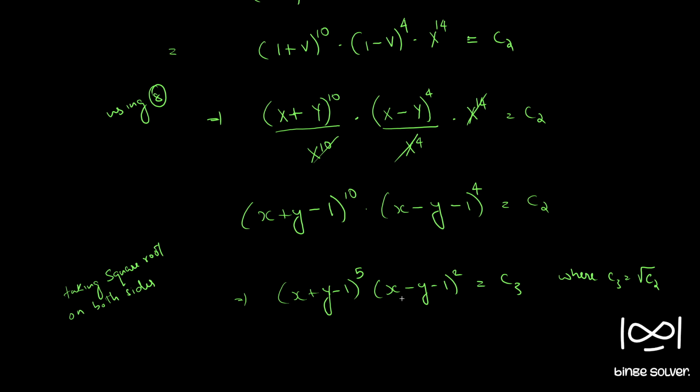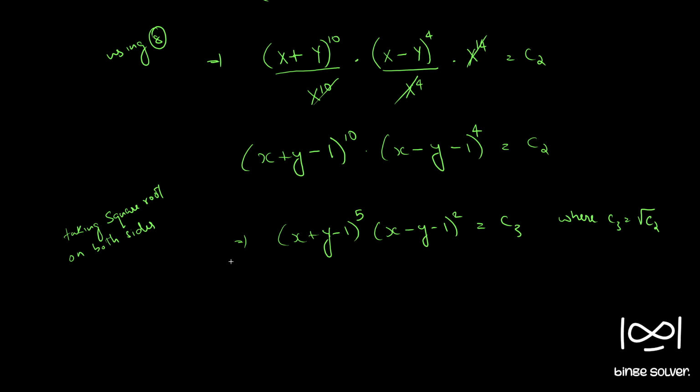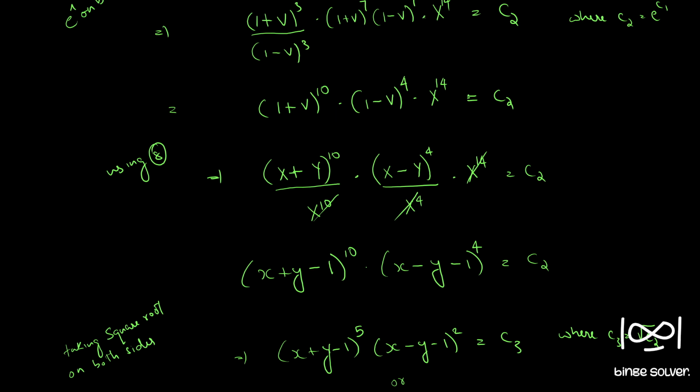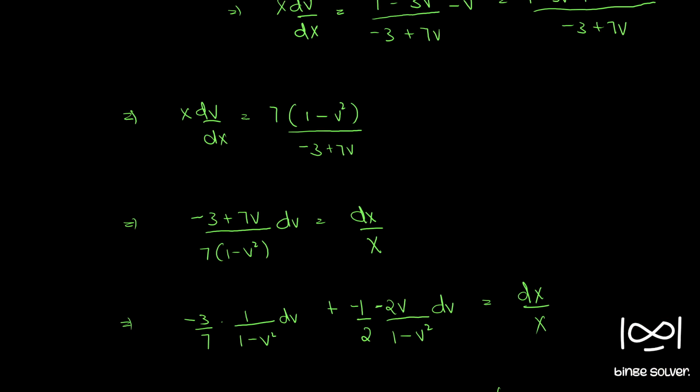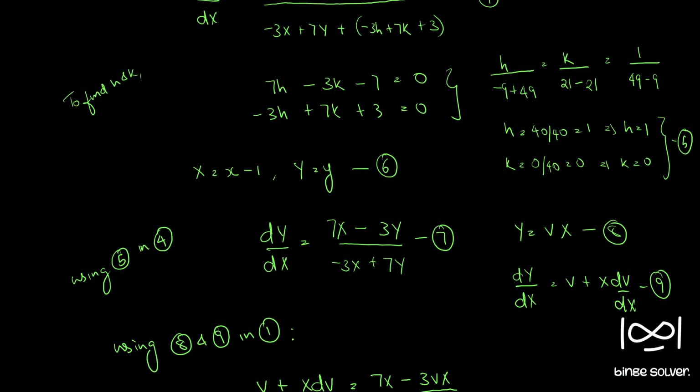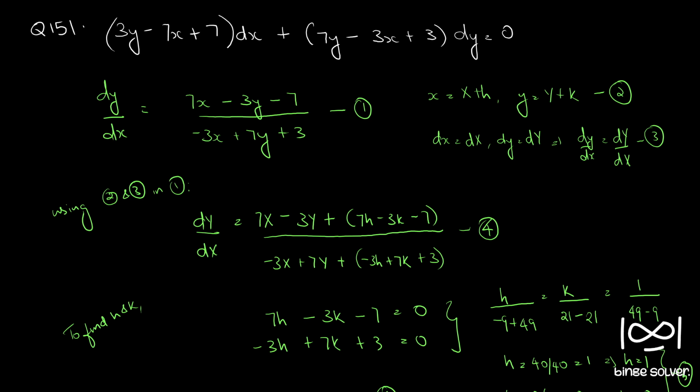in the answer in the textbook it is written y minus x plus 1, so it is the same only. So the textbook has x plus y minus 1 raised to 5 into y minus x plus 1 the whole square. Since it is a square, if you take minus 1 outside and square it, the answer will remain the same. So either this or that is the same answer. So this is the solution to our question. These are the steps. Solution to question number 151.